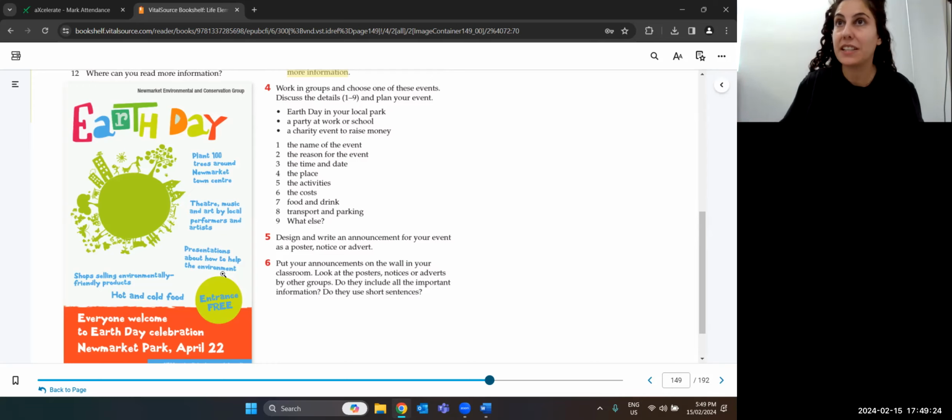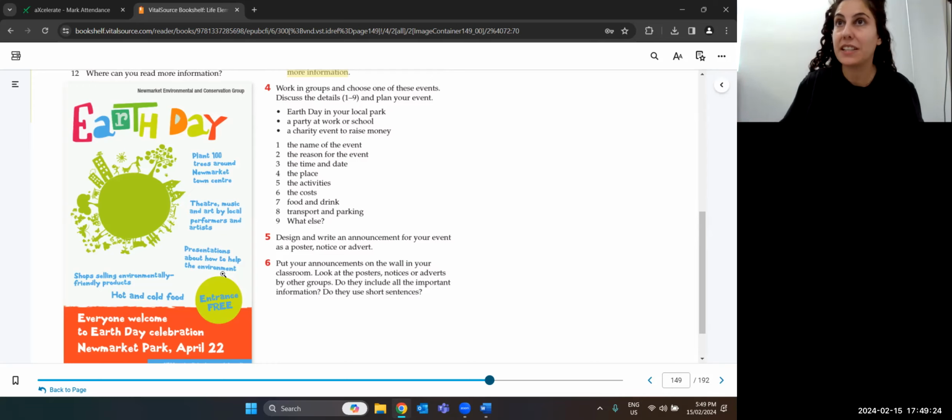Again, the next sentence says, we are going to plant 100 trees around Newmarket Town Centre. Now that's fine if I'm giving a presentation. Remember, a presentation is when you come up and speak to many people. Yes, you need to have full sentences when you speak. But as a poster, you don't need full sentences. So: plant 100 trees around the town centre. That's it. Just short, sharp information.